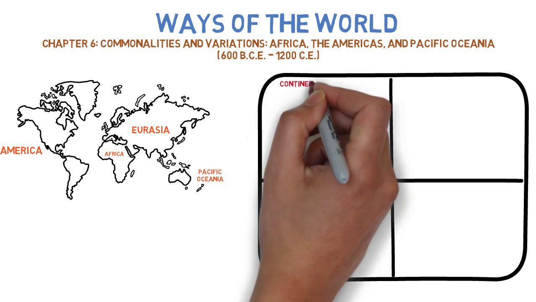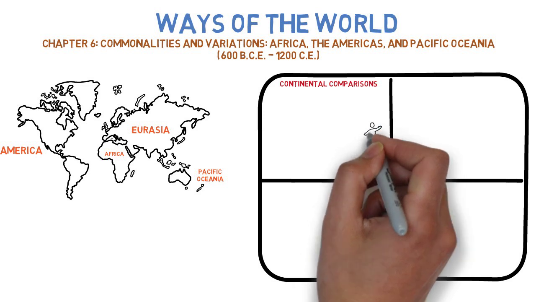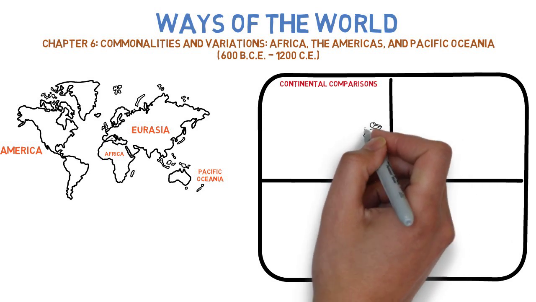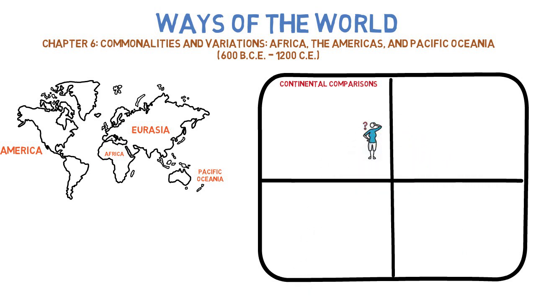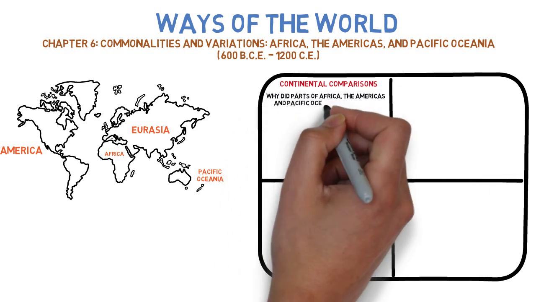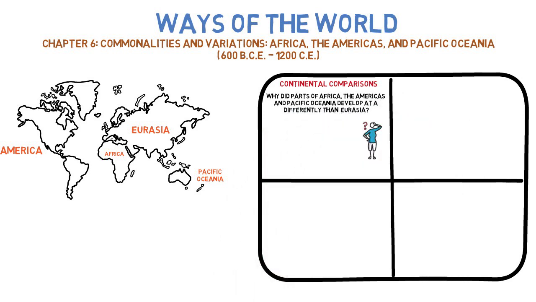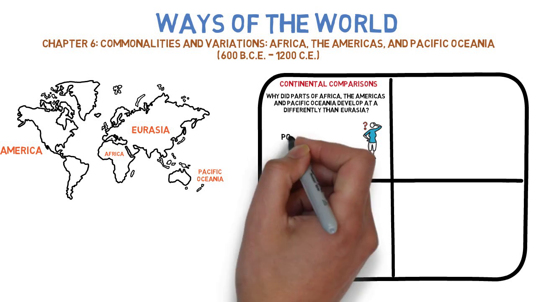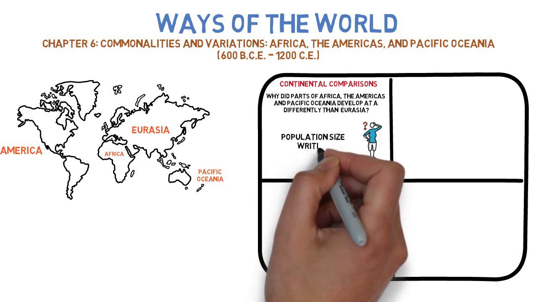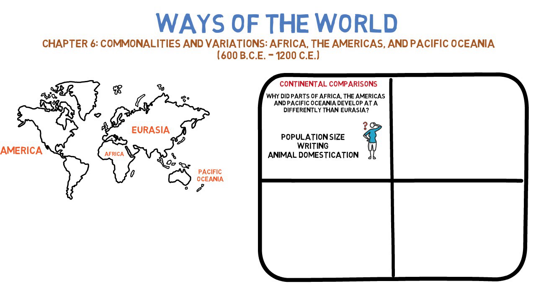So Section 1 of the chapter is called Continental Comparisons, and this takes a look at the question of why did civilizations in the Americas, Africa, and the Pacific Oceania region develop differently than the quote-unquote advanced civilizations of Eurasia. The traditional historic view was that the Eurasian civilizations were bigger, more advanced, more technologically sound than those in other parts of the world. And this section of the chapter takes a look at some possible explanations as to why.